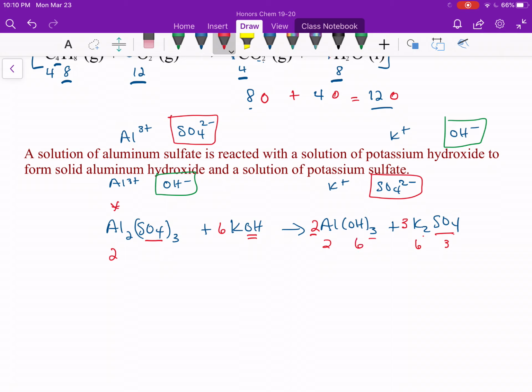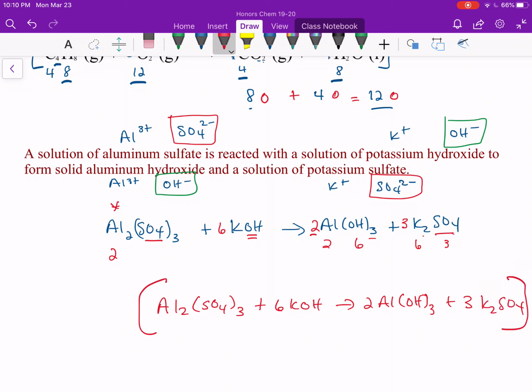So now I got my balanced equation where I would have my Al2(SO4)3 plus 6 KOH going to 2 Al(OH)3 plus 3 K2SO4 for my final balanced equation.